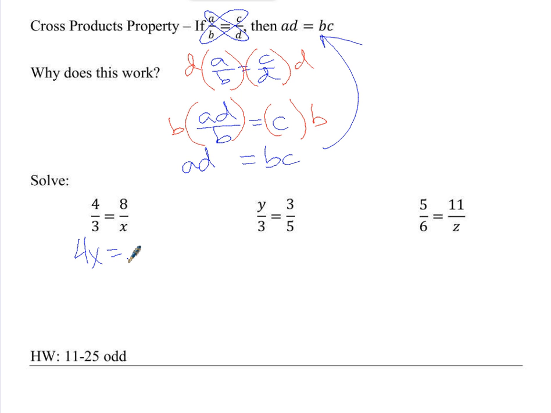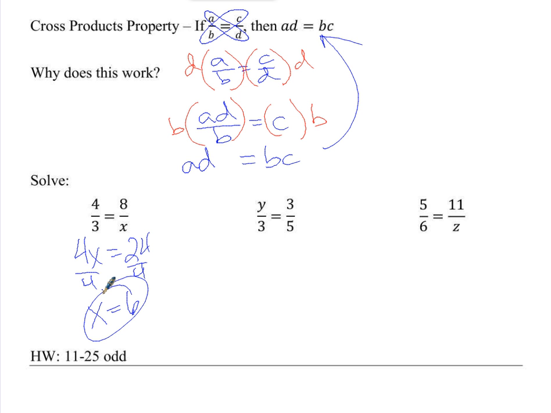Equals 24, okay. Now what? Yeah, divide both sides by 4 and we get x equals 6.